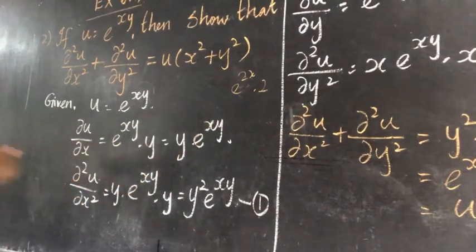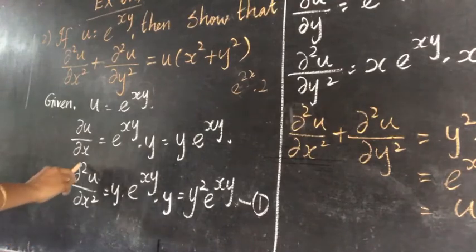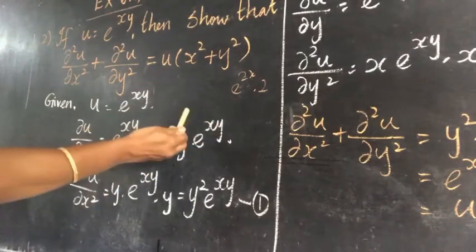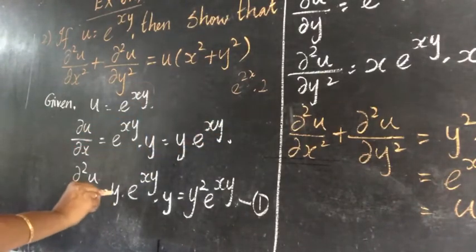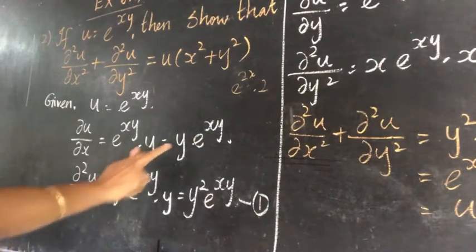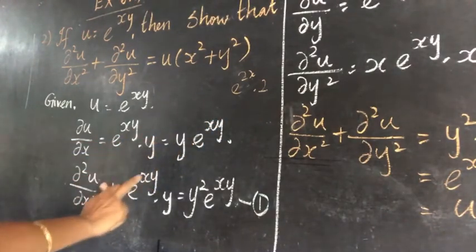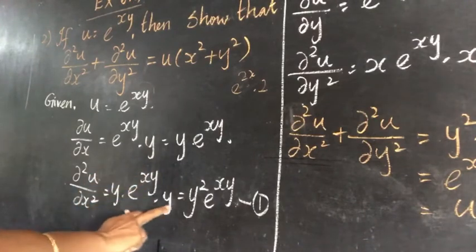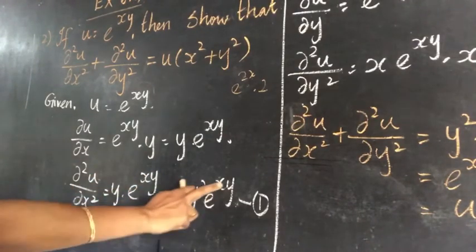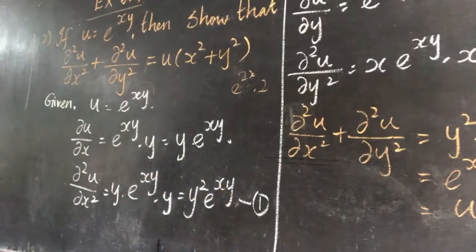Now, second order differentiation, that is ∂²u/∂x², we have y into e^(xy). We need to differentiate this again. This y is a constant. The derivative of e^(xy) is again e^(xy) into y. So, y into y is y² e^(xy), and that is our equation 1.